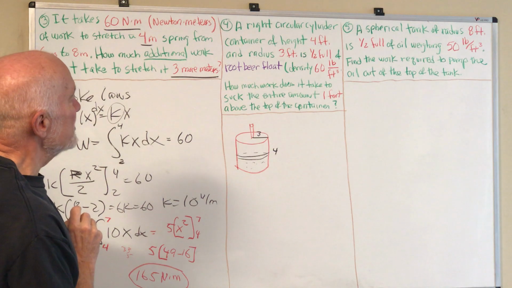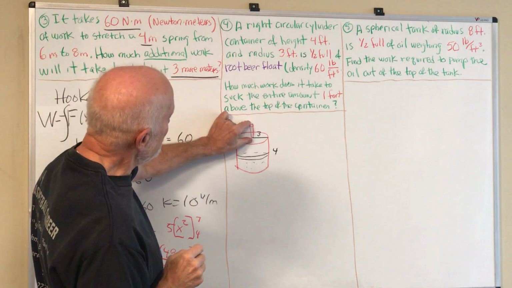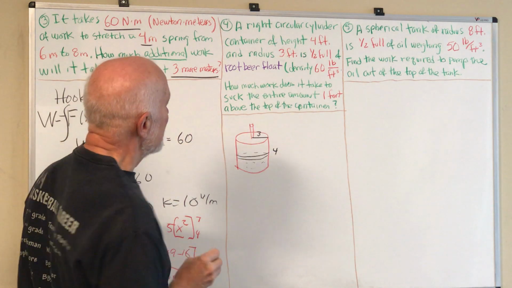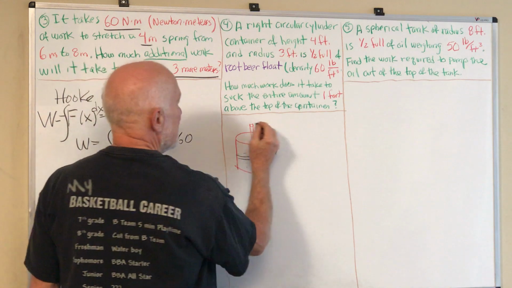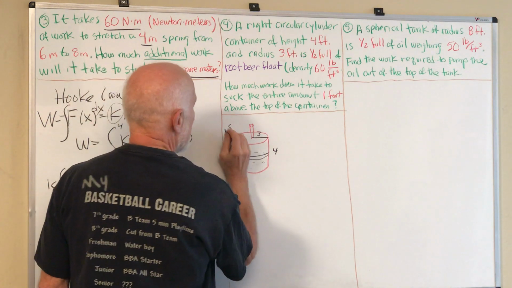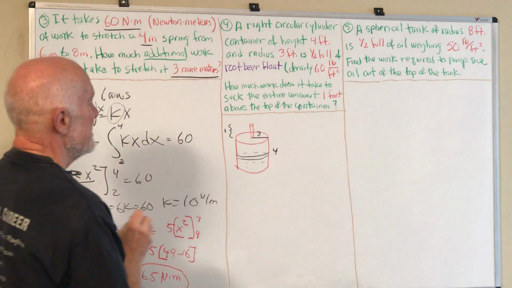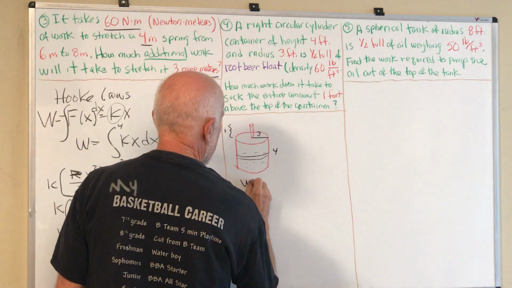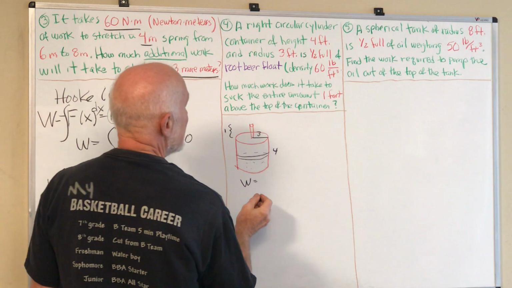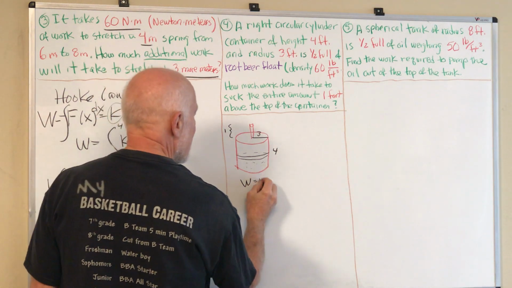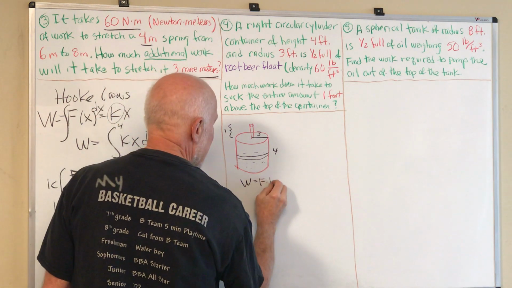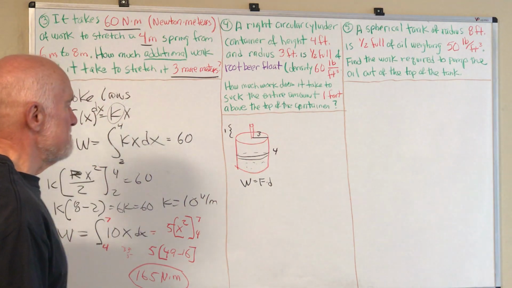And we know we have to lift it 1 foot above the top of the container because of the straw. So you have another 1 foot right here. So what can we say? We can say the work equals the force times the distance, just like it has always been.